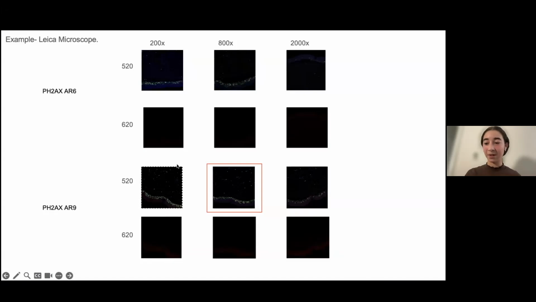This is an example of our control slides and how we chose our conditions from our control slides. So the brightest fluorescence, seen as the green dots in these images, is for the 800x dilution with the AR9 buffer. It's the one that's enclosed in the red box. And so then we use those conditions in the multiplex because it gave the best image here.